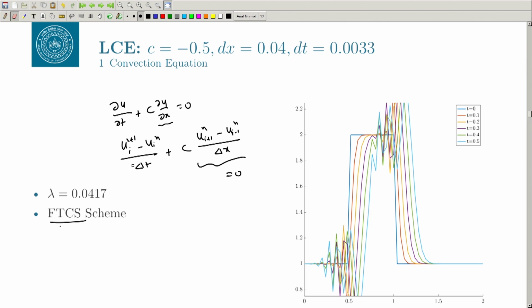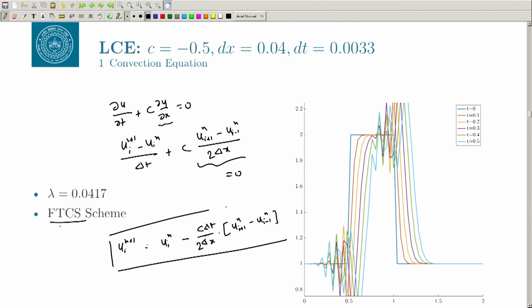So, this is what we are solving, and if you rewrite it, u I n plus 1 will become u I n minus C delta t by 2 delta x, times u I plus 1 n minus u I minus 1 n. You know the value at n everywhere, and you just do that and you solve this.